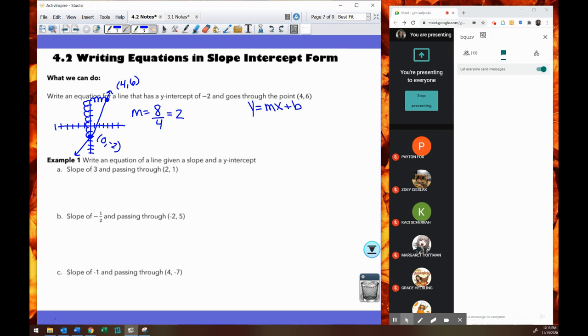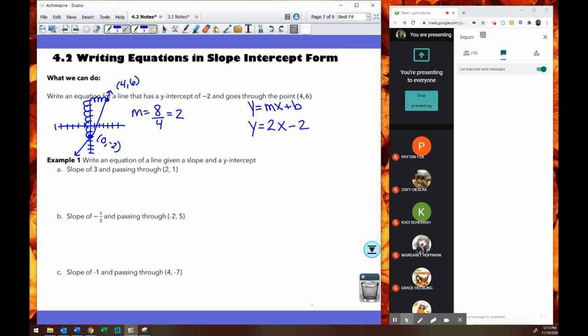So then we plug it into our equation. Y equals 2x. And then b is your y-intercept. So if my y-intercept is -2, I would say plus -2, but you like to use the least amount of numbers and symbols that you can. So it would just be 2x minus 2.